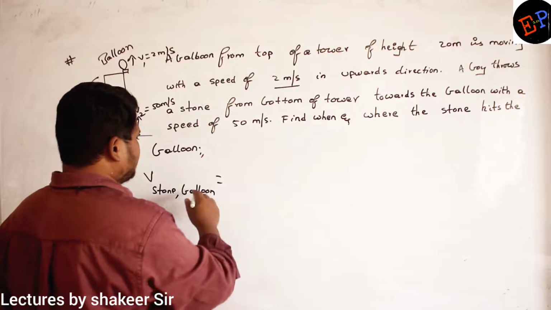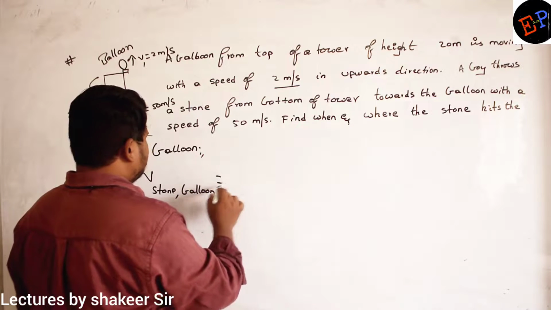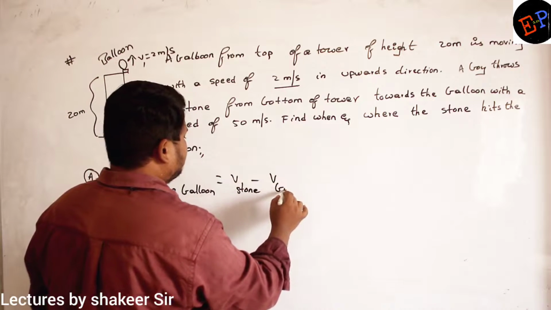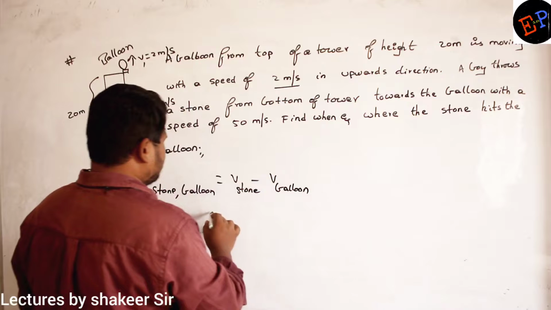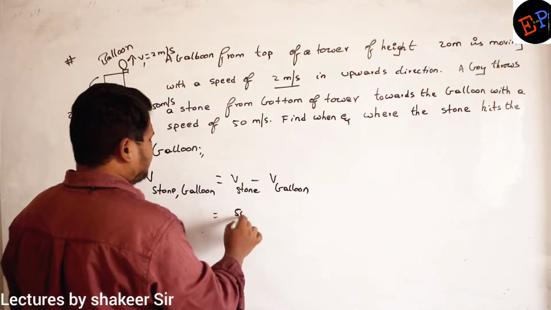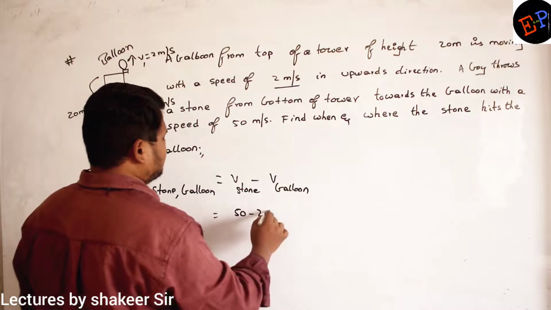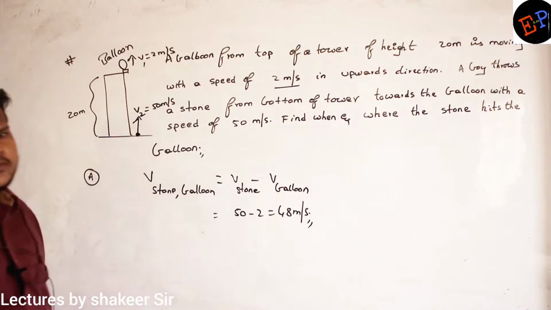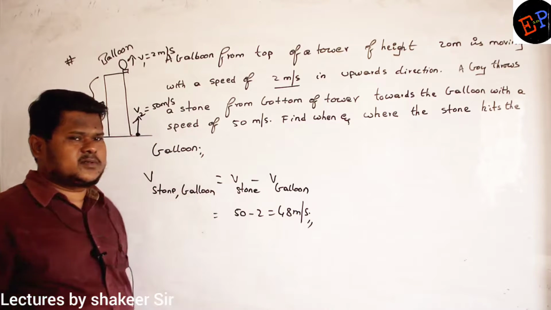Are you able to understand? So this is the initial velocity. Velocity of the stone minus velocity of the balloon. Velocity of the stone is 50, velocity of the balloon is 2. So in total it is 48 meters per second. This is the relative velocity of the stone with respect to the balloon.